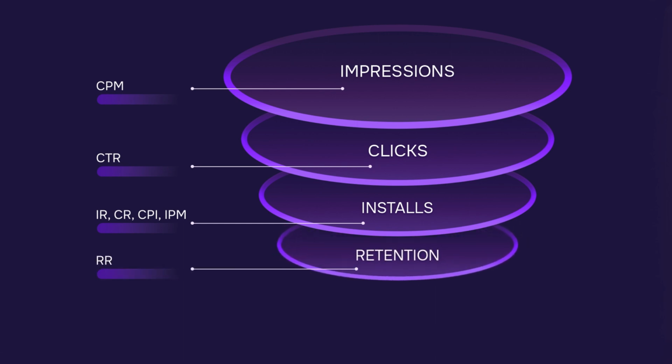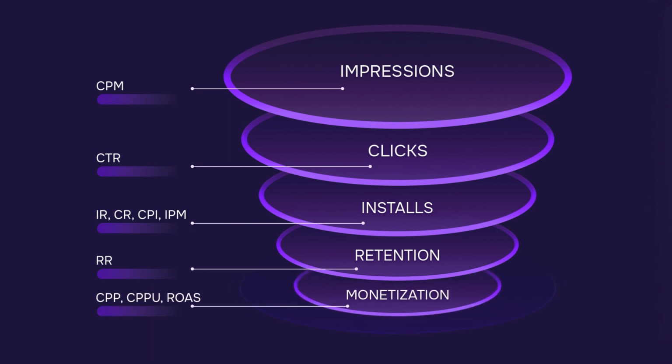The fourth stage is retention. At this stage we monitor how a user who comes in after seeing a creative engages with the game. The longer they stay in the game, the higher the chances they will be monetized. The metric to monitor here is the retention rate. And the last stage is monetization. At this stage we look at cost per purchase, cost per paying user and return on ad spend.